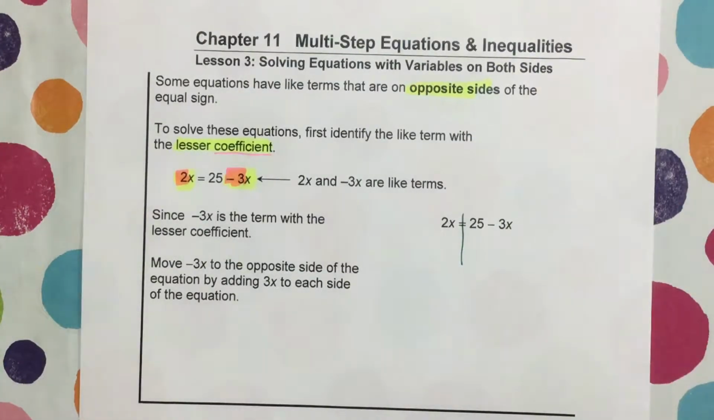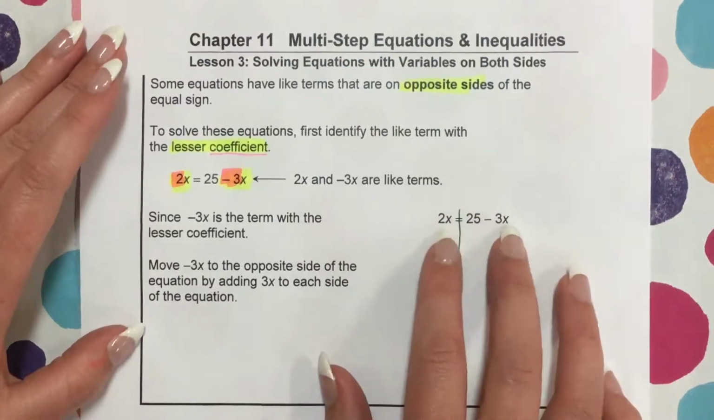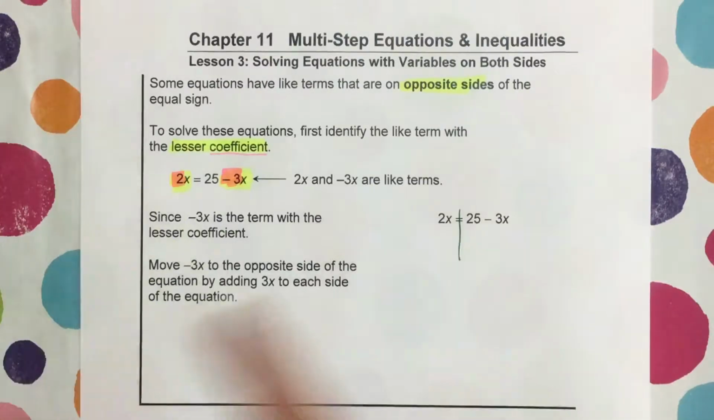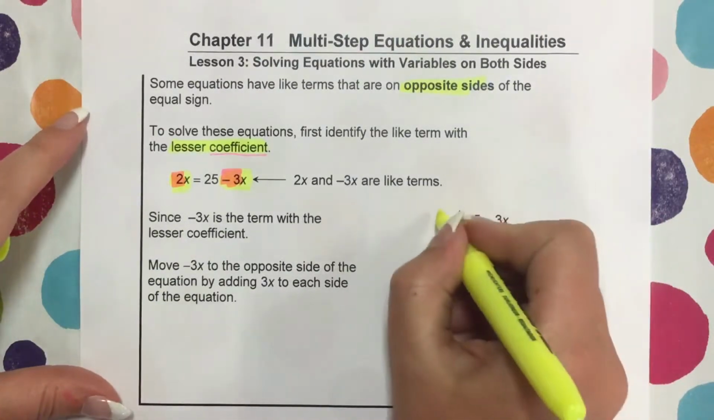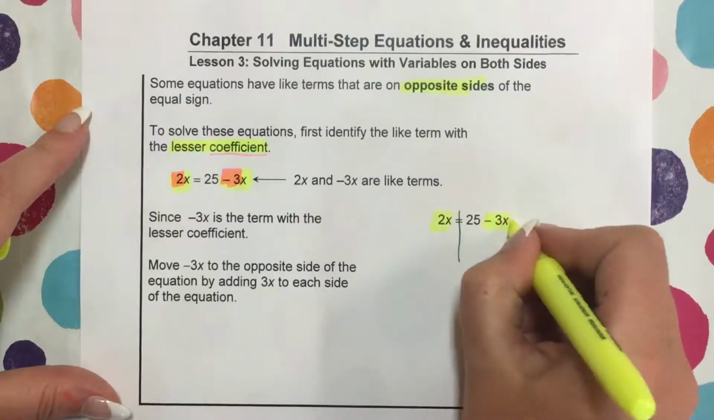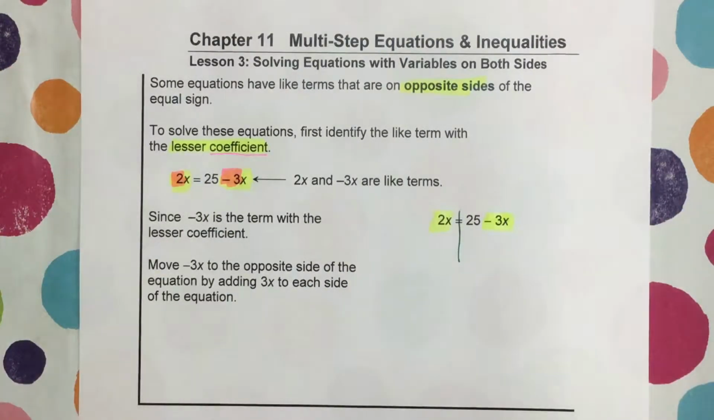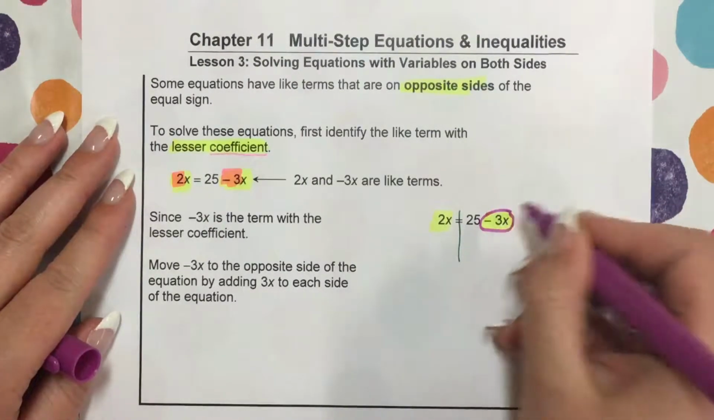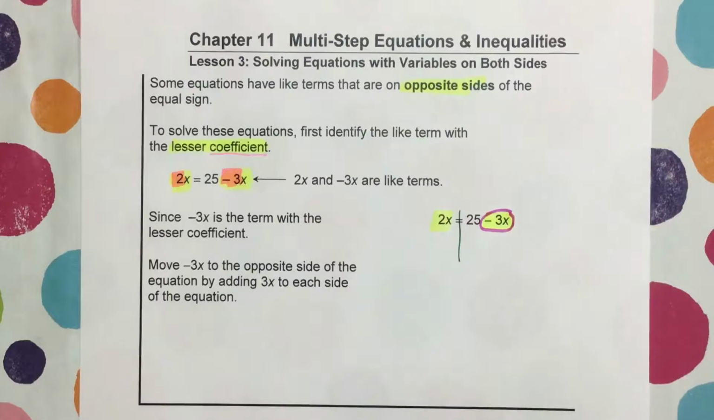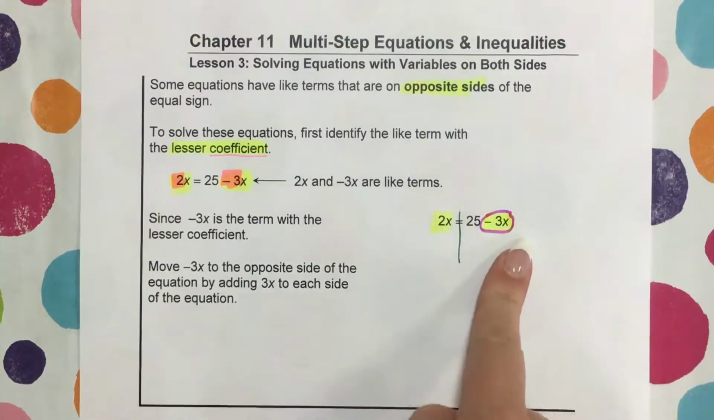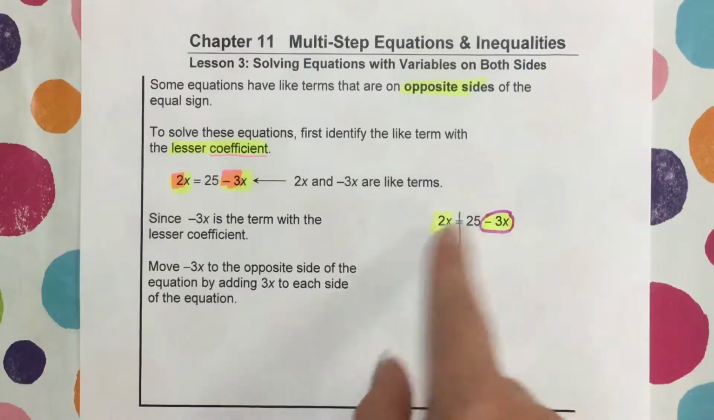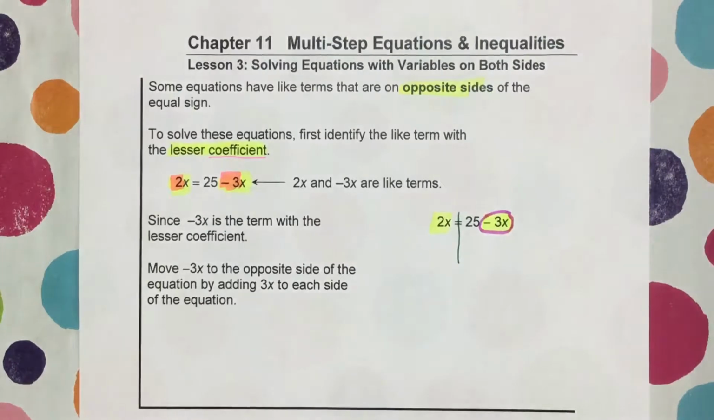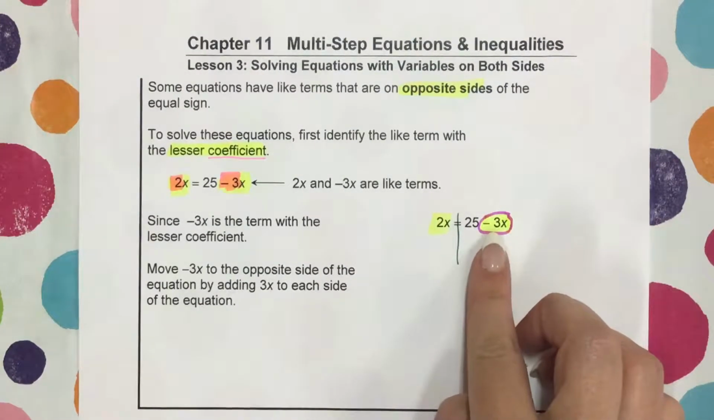So what we're going to do is whenever we have two variables on different sides of the equation, like we do here with the 2x and the negative 3x, we're going to identify the lesser coefficient, which would be the negative 3x, and then we're just going to use our inverse operations to move the negative 3x from this side over to this side. So then the variables will now be on the same side of the equation. So we're going to move the one with the lesser coefficient.